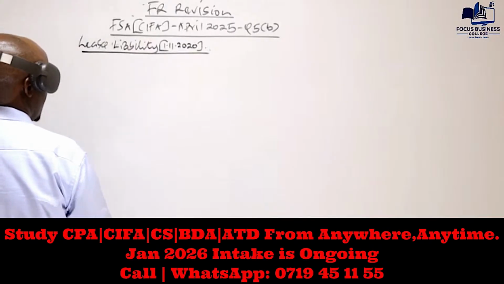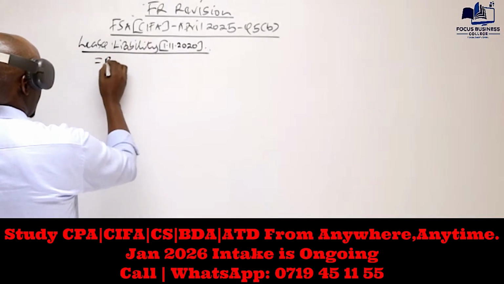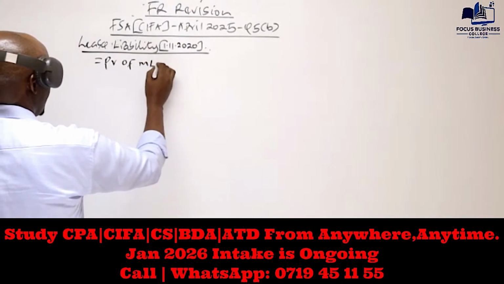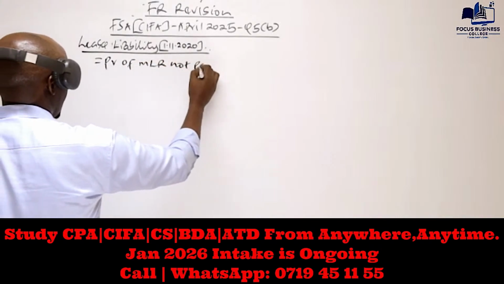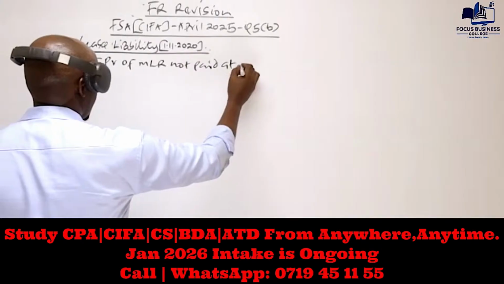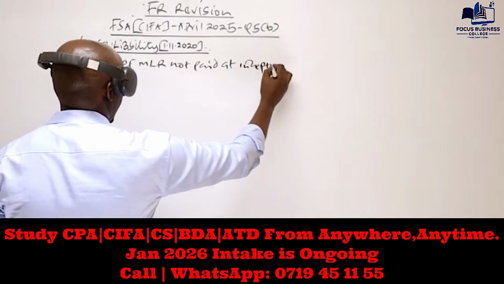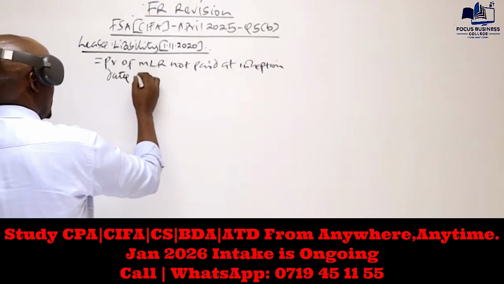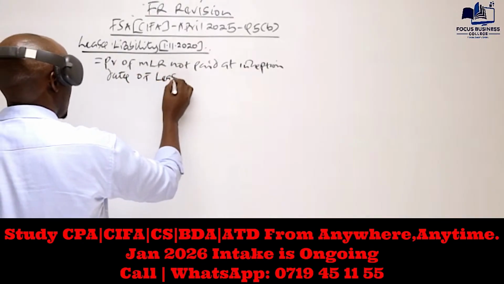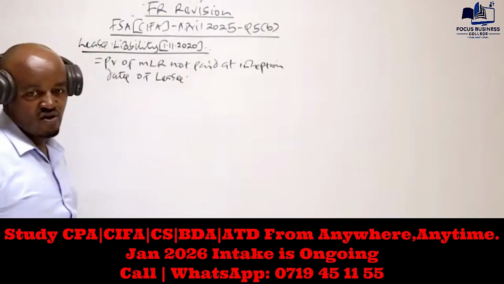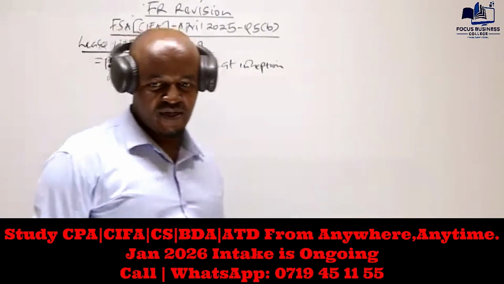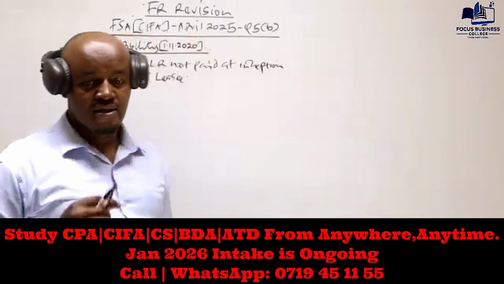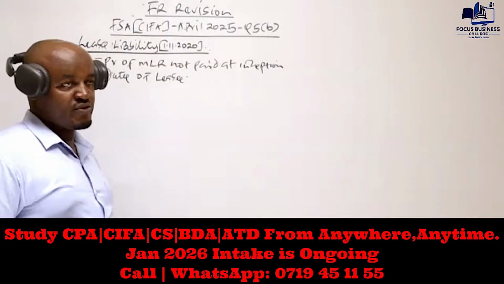How do we compute this lease liability? We say that this one is equal to the present value of the minimum lease rentals not paid at the inception date of the lease. So we discount those particular minimum lease rentals which were not paid at the inception date.